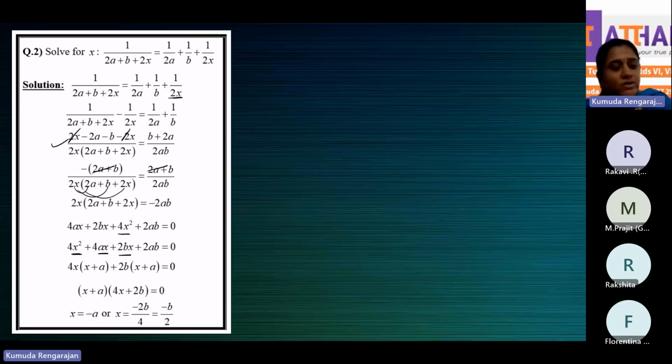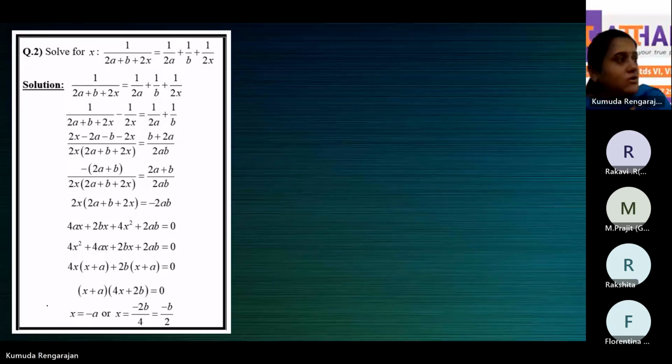When you write the 2x term, write ax first and then bx. Then plus 2ab. This one has no x term at all. It does not have x as a factor here. So 2ab is a constant, equal to 0. Then group the first two terms. Group the last two terms. And hence find the values of x. All right.